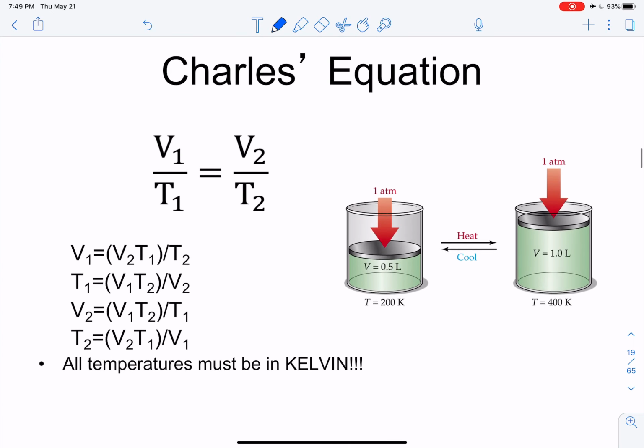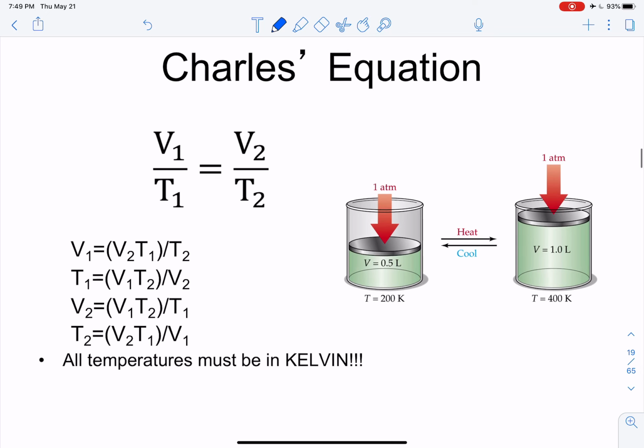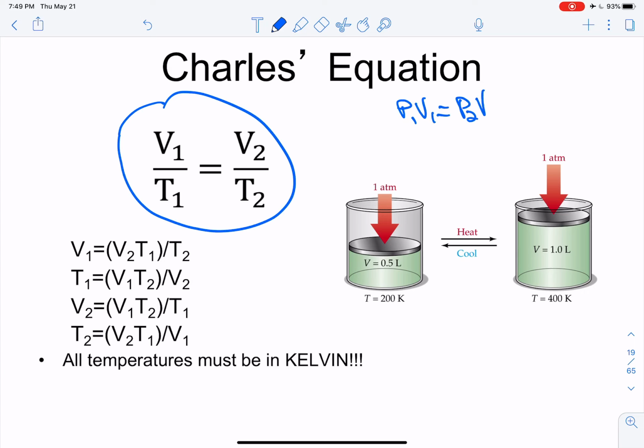On this slide is where we start with the math. Boo! But here's Charles' equation. So remember, Boyle's equation was P1V1 equals P2V2. Well, with Charles's equation, the pressure is kept constant. So we don't worry about the pressure. And what we're changing is the temperature. And because they're directly proportional, the temperature goes into the bottom, and we get this equation right here. So we have V1 over T1 equals V2 over T2.